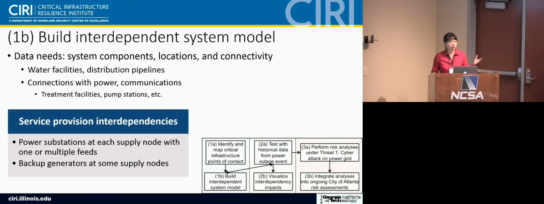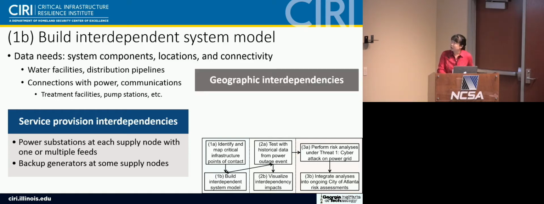Usually at a water supply node there could be one or multiple feeds, so we wanted to capture that. If you have multiple feeds, that introduces some redundancy that we want to be able to capture. And then there are also backup generators at some supply nodes. We didn't just want to say this specific water node needs power, but we can also get into more detail about how reliable that power source is, including both multiple feeds and backup generators.